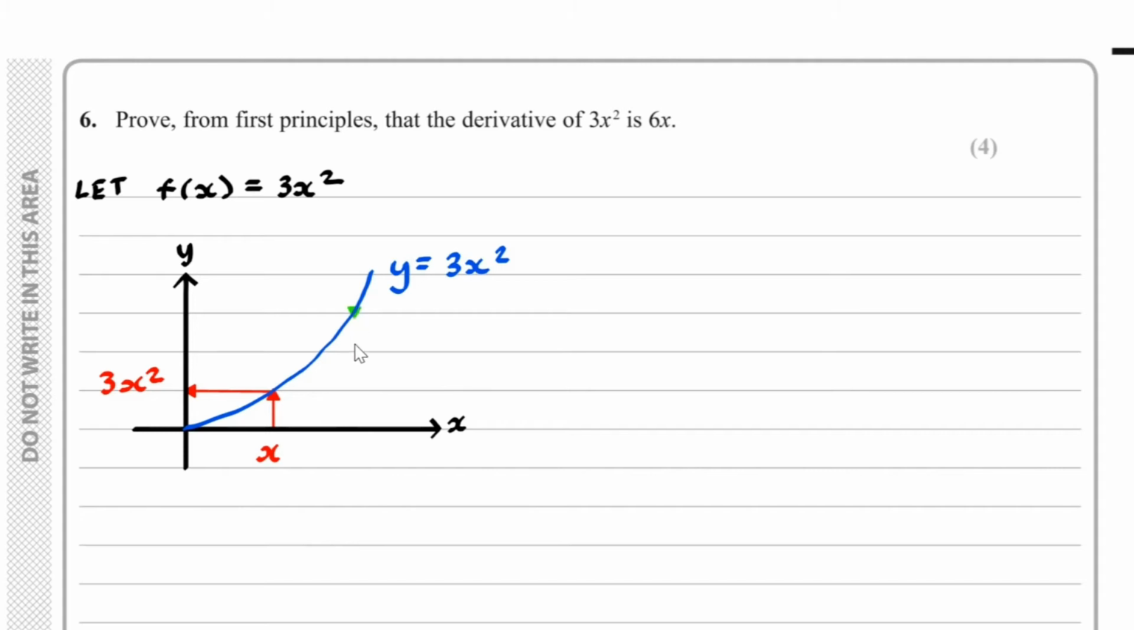When x is equal to x plus h, the corresponding y value is 3 lots of x plus h squared.